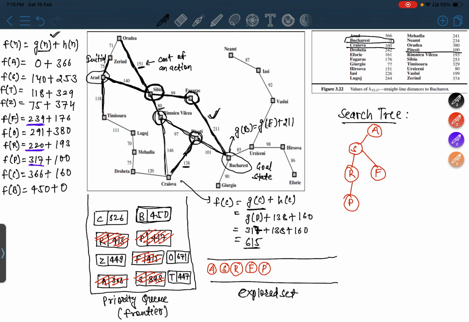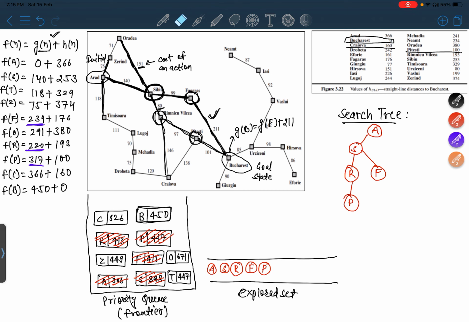526, right? So 615 is greater than 526. That means कि will not update the cost. So will not update the cost for C. So we can simply say कि this action won't be taken or this edge won't be followed. Now let's talk about this one कि यहाँ से B के लिए क्या वैल्यू आ रही.